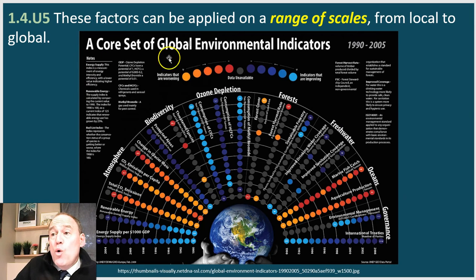Looking here, we can see a core set of global environmental indicators. So there's a range of scales. Here we're looking at things like energy, atmosphere, biodiversity, ozone depletion, forest. You can see that the red and orange colors are the most worsening indicators, and things are much better in those blues. So you can start to see in the atmosphere there are some worrying trends.